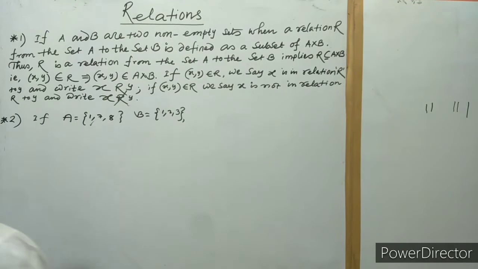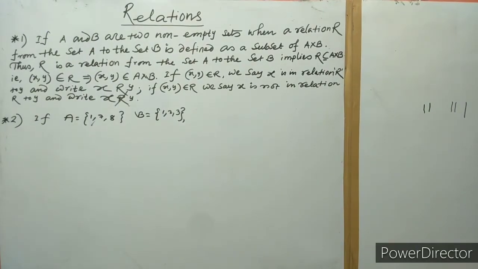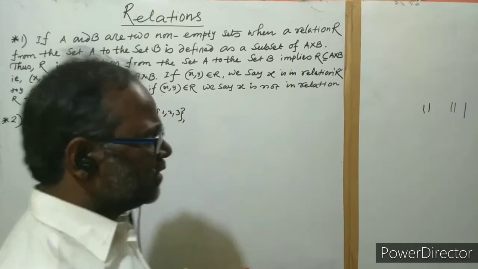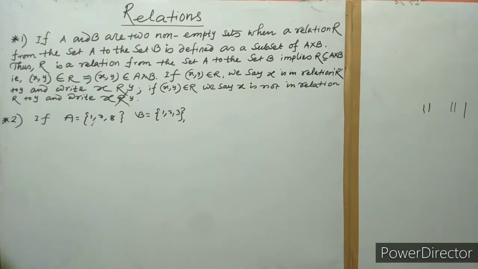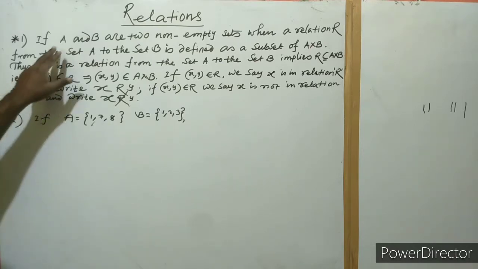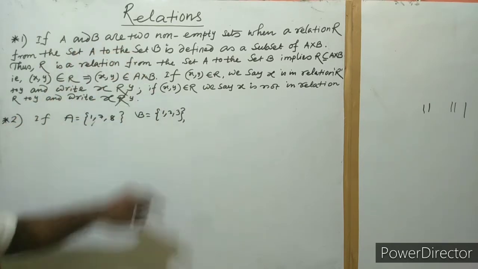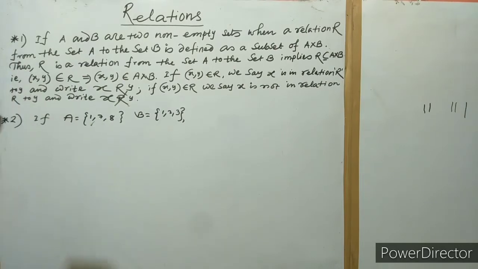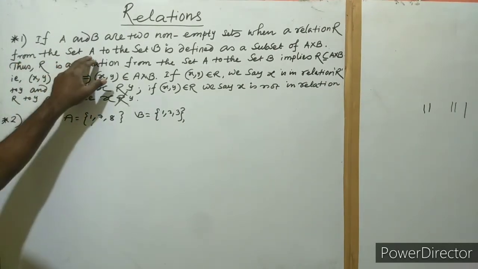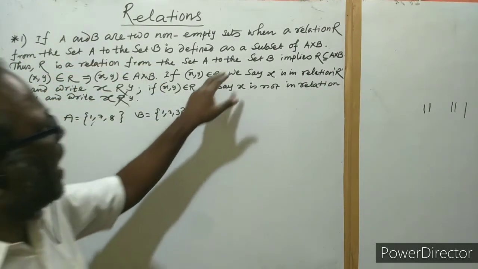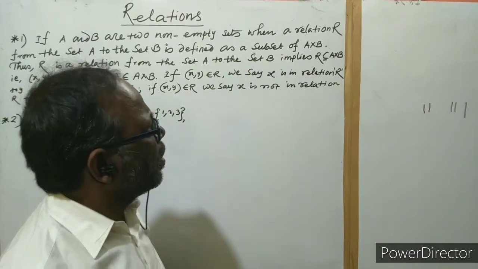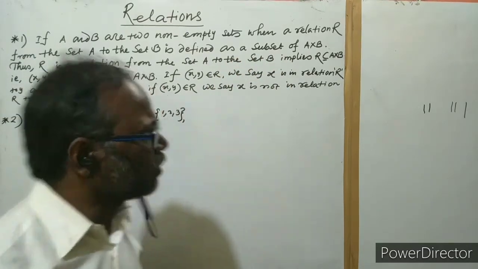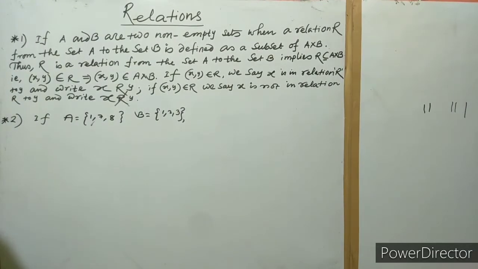You know the function like y equal to f of x, and the relation between x and y is actually called a relation. Some definitions I have written. If A and B are two non-empty sets, then a relation R from the set A to the set B is defined as a subset of A cross B. So a relation is a subset of A cross B.